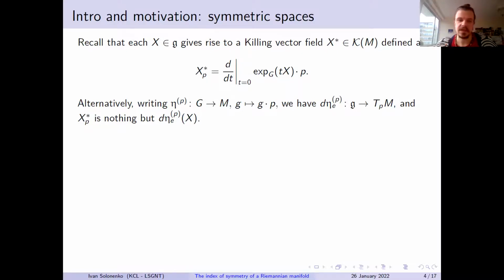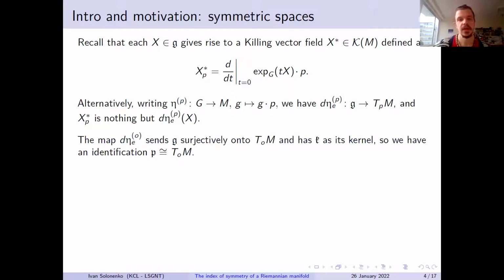This means that the values of all possible Killing vector fields, and this works for a general complete Riemannian manifold, at a point, if you evaluate all of them together, will give you a subspace which is precisely the tangent space to the orbit of the isometry group through this point. This will be essential for us later on. And because this map from G to T_P M is surjective, because our manifold is homogeneous, and its kernel is precisely K, we have an identification between this P summand and T_O M.